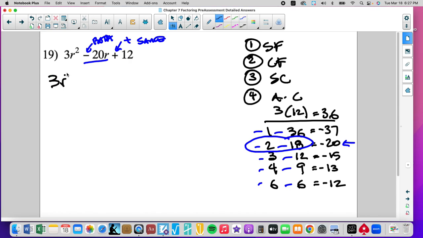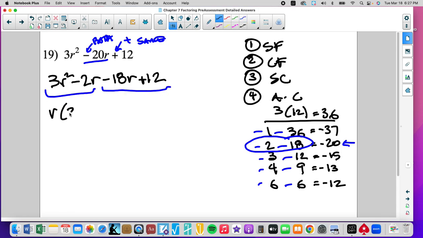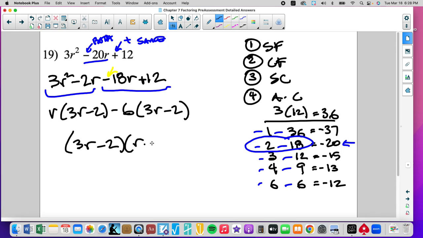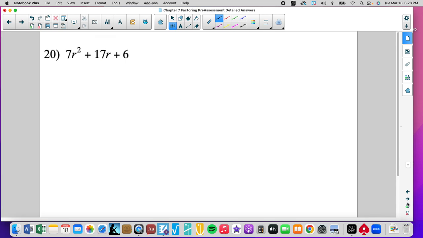So 3r squared minus 2r minus 18r plus 12. Factor, group and group. Factor out an r, leaves me with 3r minus 2. I have a negative first term, so I got to factor out a negative 6. I think 6 is our biggest common factor, and that leaves me with 3r minus 2. And I know I did it right, so 3r minus 2 and r minus 6. Boom.